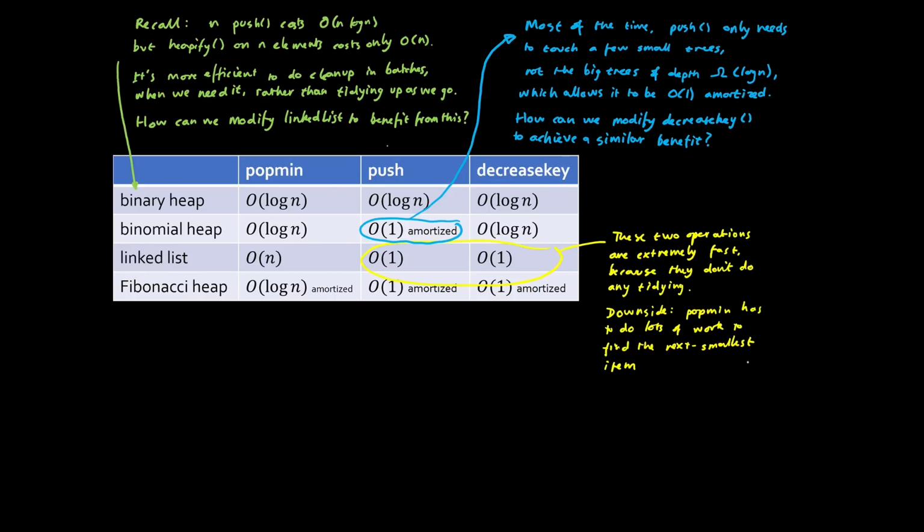The Fibonacci heap has cost O of log n for popmin, O of 1 for push, and O of 1 for decrease key. All of these where n is the number of items in the heap, and all of these costs are amortized. Let's just remind ourselves what we mean by amortized costs. For any sequence of operations consisting of n1 popmin, n2 push, and n3 decrease key operations, starting from empty, the aggregate true cost is less than or equal to the aggregate amortized cost.